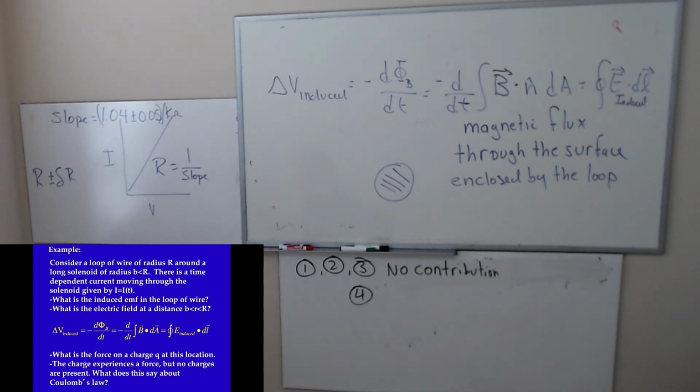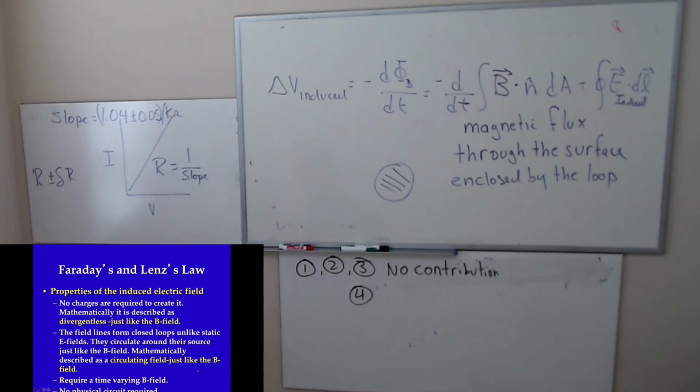Now, that electric field exists whether or not the loop is there. All the loop does is provide a path for the electrons to move around. So you take a loop of wire, you put it in that field, the electrons are going to feel a force, and they're going to move in that loop. So again, I'm not going to do this example until Monday. I just want to talk about the concepts.